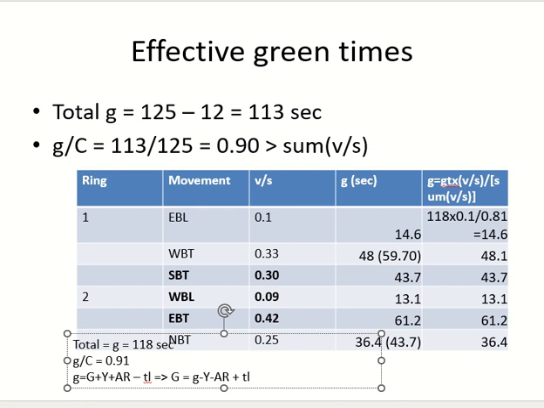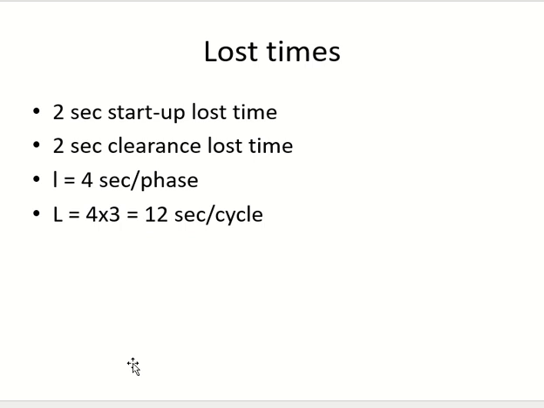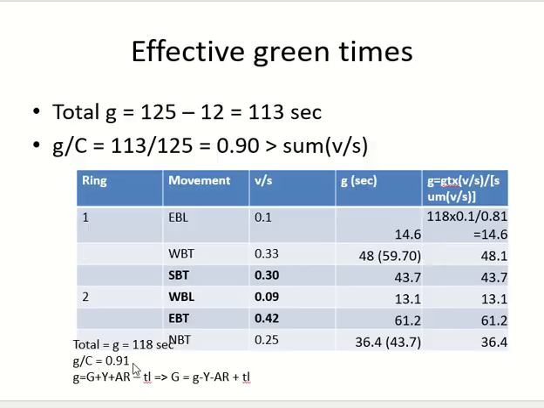In this case, these values are the same. Lost time is 4 seconds for all the cases. Yellow and all red time is also 4 seconds. It was 3 and 1, right? So this is 4 seconds for every phase. So 4 added and 4 subtracted. So effective green equals actual green. So this step is gone. Whatever values you have, they are actual green times.